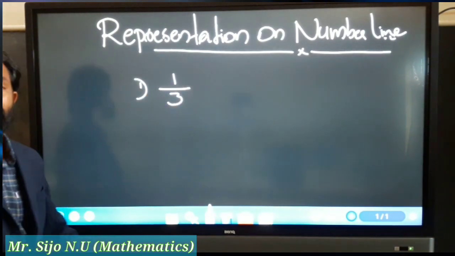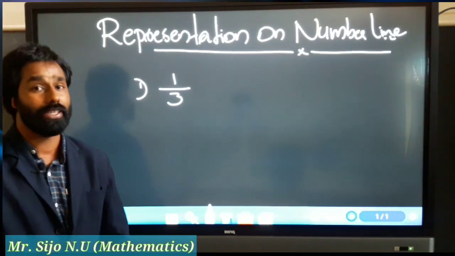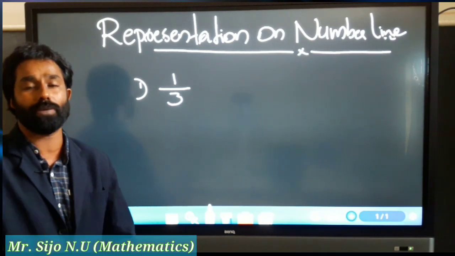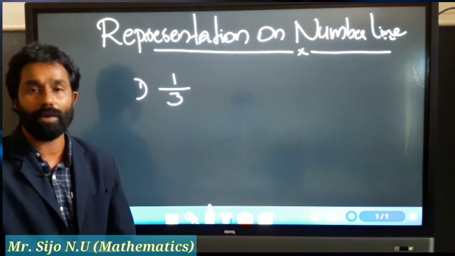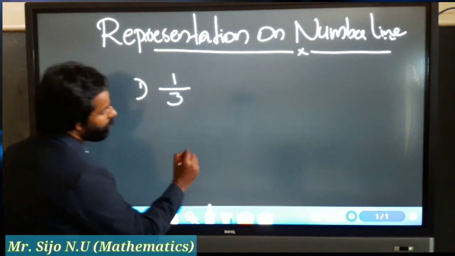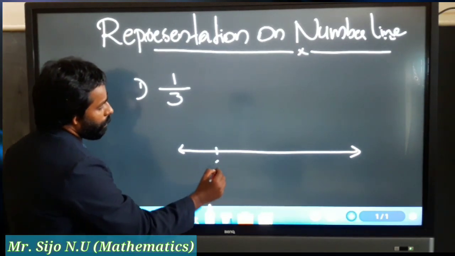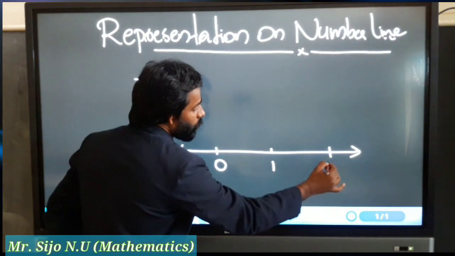1/3. It is a rational number. It is an example of rational numbers. How to represent this on a number line? This we already learned in our previous classes. Anyhow, we'll see how to represent this rational number on a number line. First of all, we have to draw a number line. Here we mark position 0, then here it's 1, then here is 2.